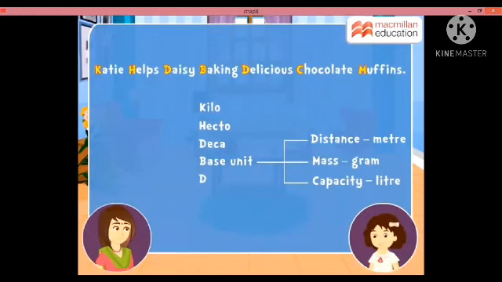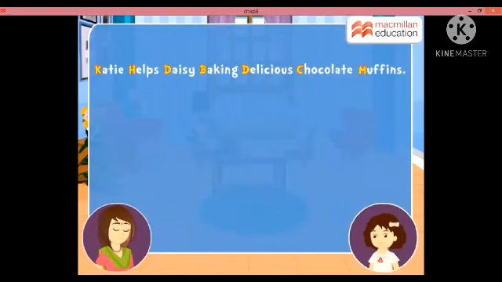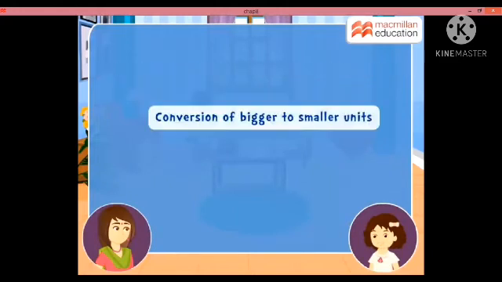Then we have deci, centi and milli. Very good, girls. It is so easy to remember these units now. Now let me tell you how to convert metric units.